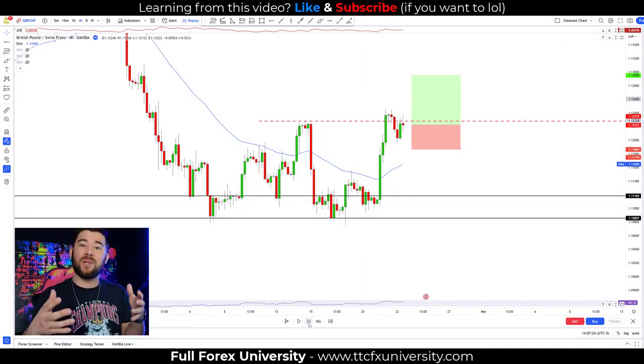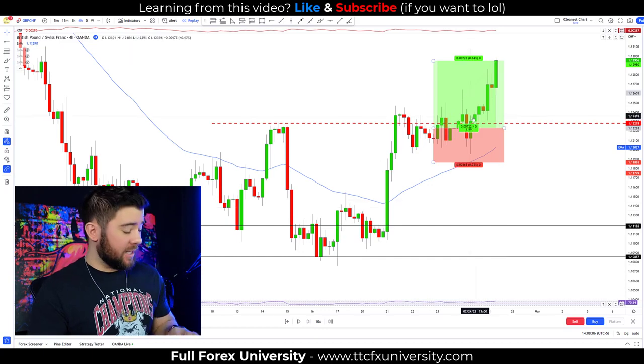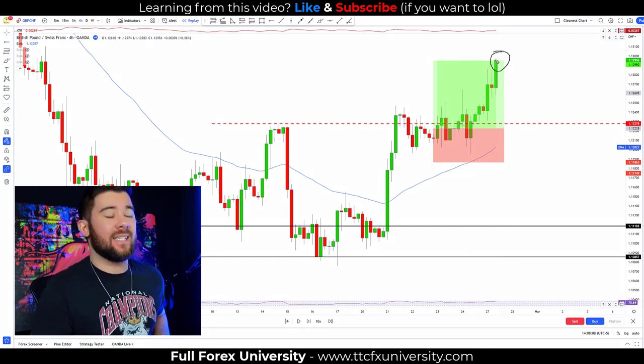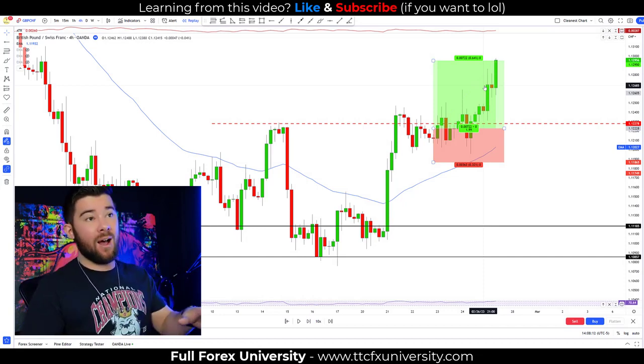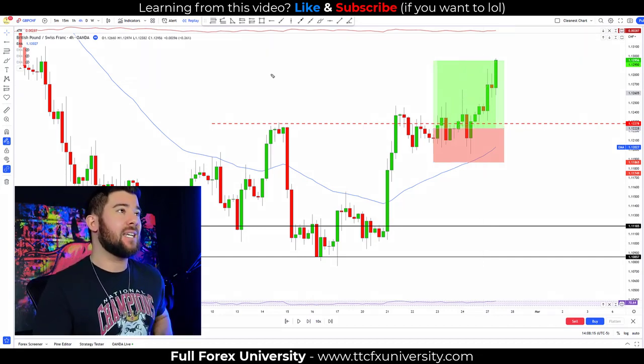And what I'm going to do now is play you a clip from me exiting this trade live. So here we are back on the pound Swiss. As you can see right here is where I exited this trade. And that was for about a 2-to-1 reward to risk ratio. So now let's break this down using CEST.